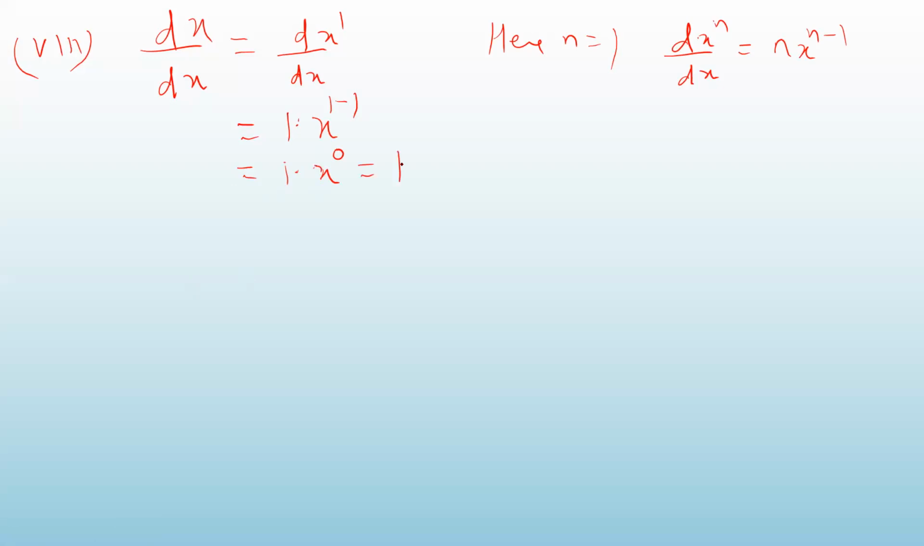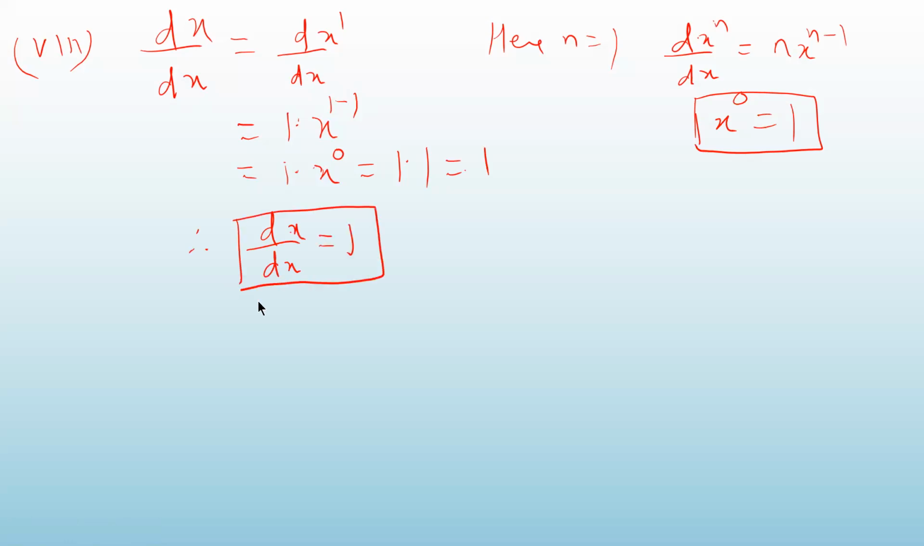And you know that any number raised to power 0 is 1. Any number raised to power 0 is always 1. We are using some concepts from school algebra. So 1 into 1 is 1. What is the conclusion? Derivative of x is equal to 1. So remember this, derivative of x is 1. How do you get that? By applying this formula, n is 1, so 1 into x to the power 1 minus 1, so x to the power 0, which is 1. So you get that.